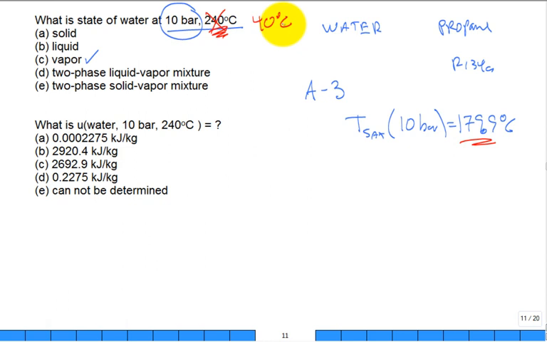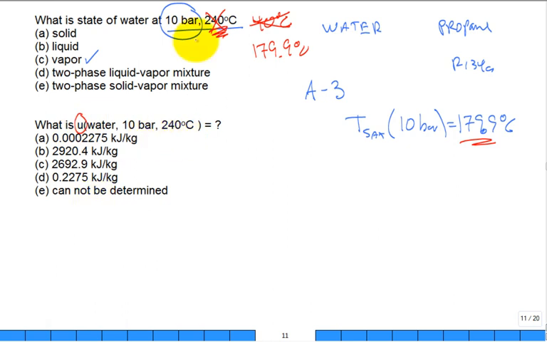Liquid. Liquid, yeah. Let's say that it was 179.9 degrees C and 10 bar. Liquid vapor mixture. It could be mostly liquid, mostly vapor, but we know we're in the saturation region. Liquid vapor saturated mixture.